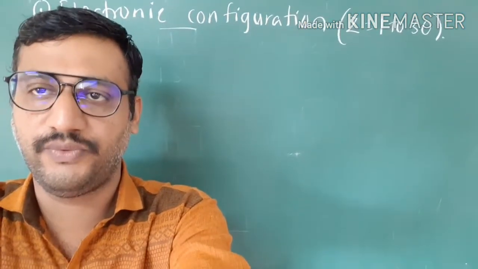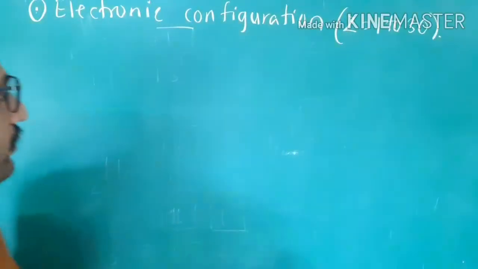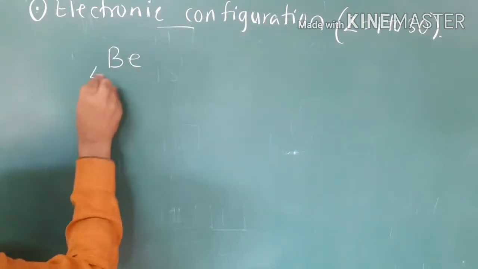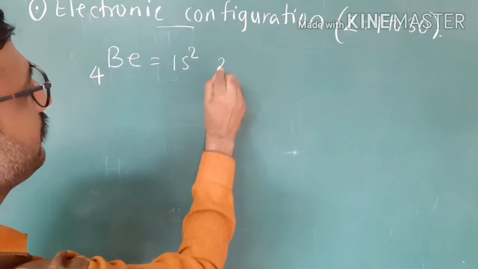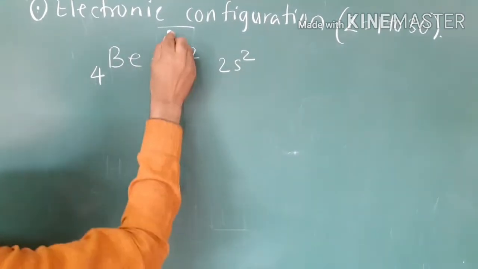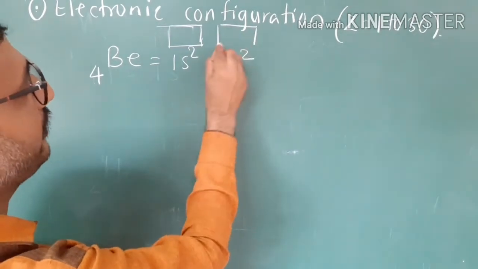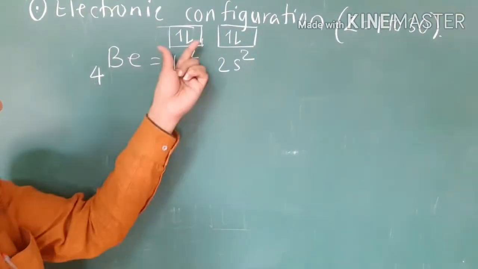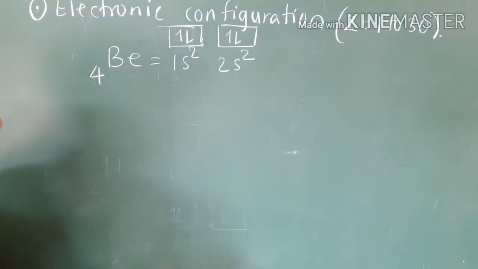Then atomic number 4 is beryllium. Beryllium's electronic configuration is 1s2 and 2s2. Here we should represent it like this: 1s and 2s. These s subshells are made up of only one orbital, that's why one block is shown. And 1s2, 2s2 is the electronic configuration of beryllium.